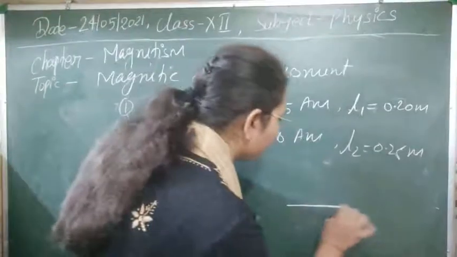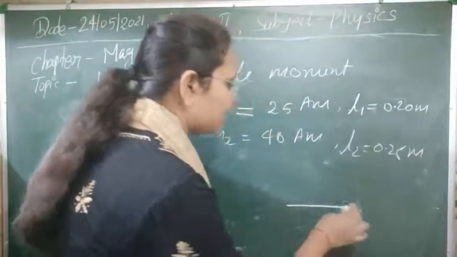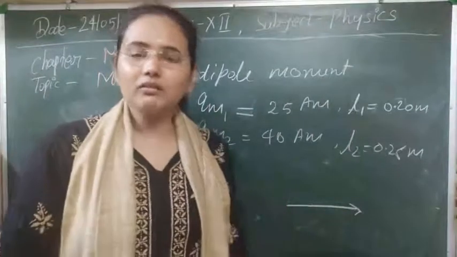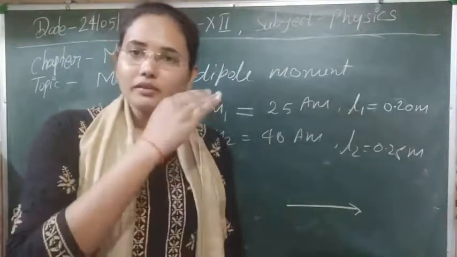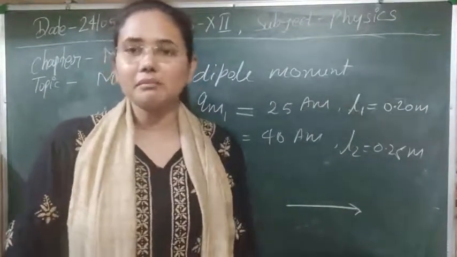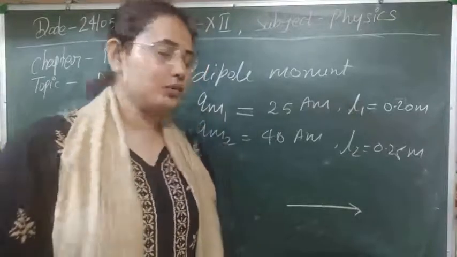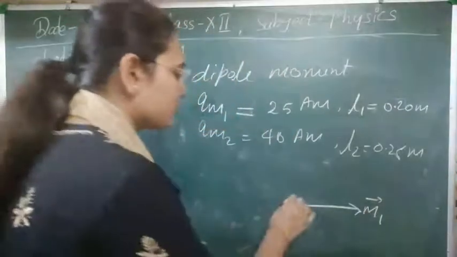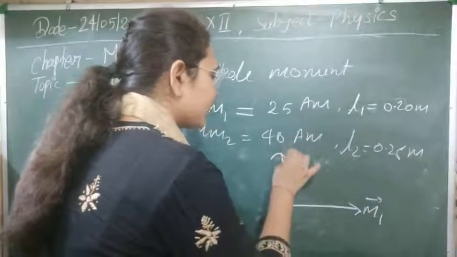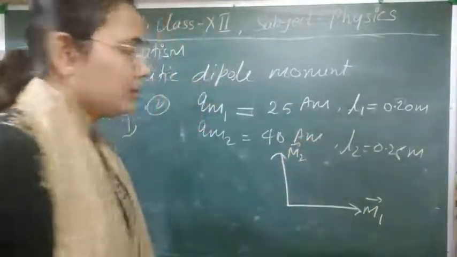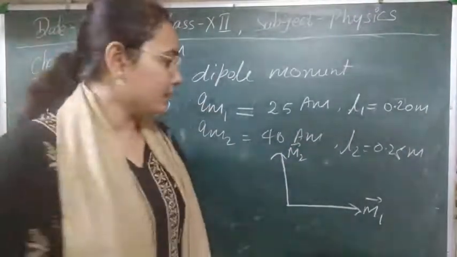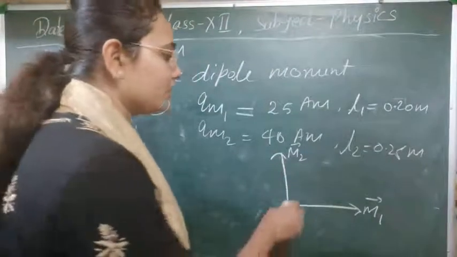Suppose the magnetic moment of the first magnet is along this longitudinal direction, and the other is along the vertical direction, which means one is horizontal and one is vertical. That's why they make a 90-degree angle to each other. So if the magnetic moment of the first one is M1 along this direction, then the magnetic moment of the second one will be in this direction. As they are two vector quantities, you can take the resultant of these two vectors.